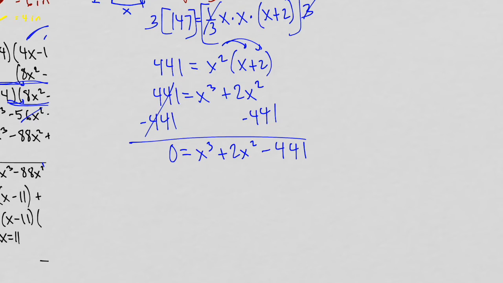441. The factors are plus or minus 1, plus or minus, not 2, 3. 5, no. 7, maybe. Does 7 go in? I don't think so, but let's check.